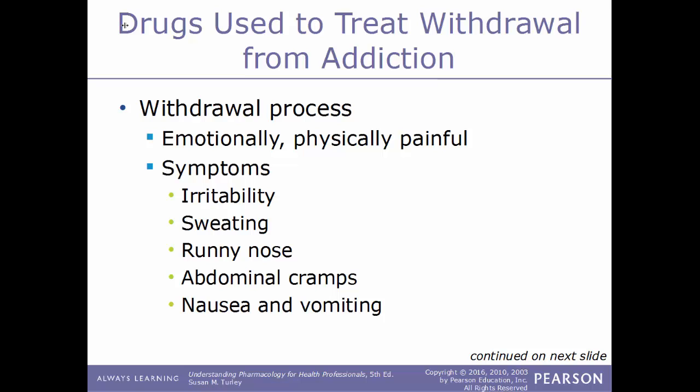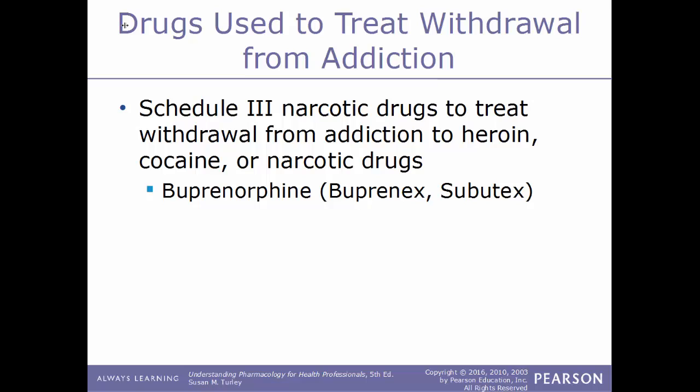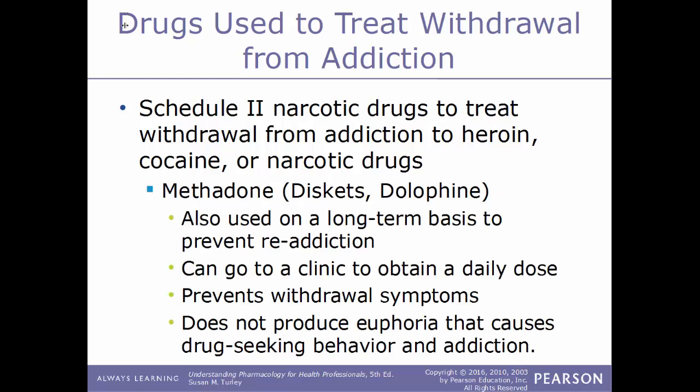Now, the symptoms of withdrawal would include irritability, sweating, runny nose, abdominal cramps, nausea, vomiting, diarrhea, confusion, tremors, and muscle aches. Now, you can use a Schedule III narcotic drug to treat withdrawal from addiction to heroin and cocaine or narcotic drugs. An example of this kind of drug would be buprenorphine, sold as the trade names Subutex and Buprenex. You can also use Schedule II narcotic drugs to treat withdrawal addiction from heroin, cocaine, and other narcotics. An example of this would be methadone. This is sold as the trade names Disquets or Dolafine.